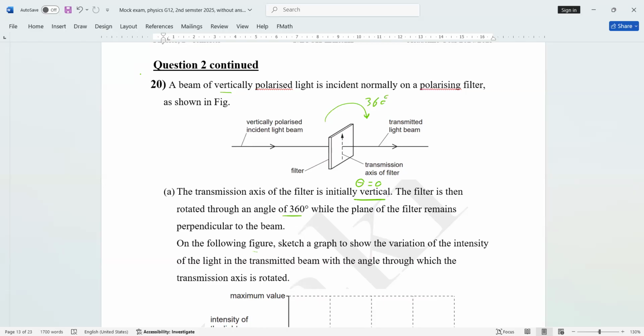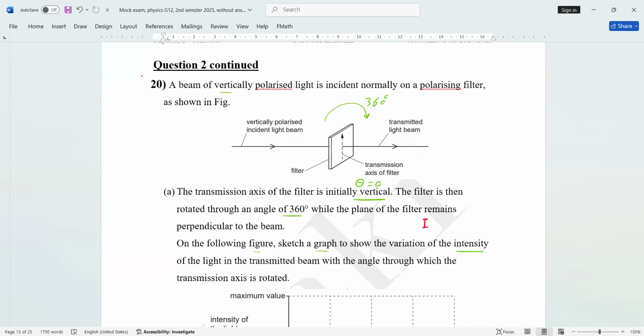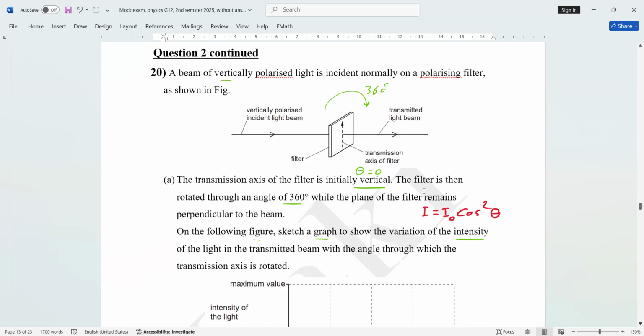On the following figure, sketch the graph to show the variation of intensity. We need I. What is the relation between intensity and angle? I equals I naught cosine squared theta. Because it's cosine squared, it will not be negative. Okay, now what is the answer here? What is the question?